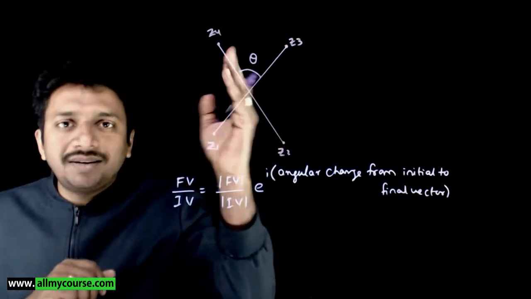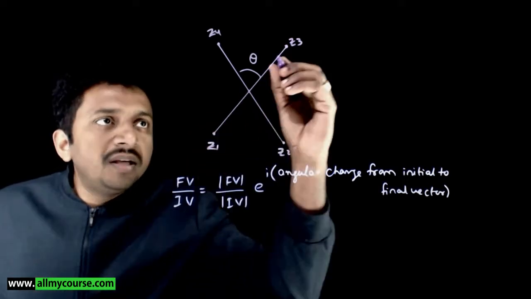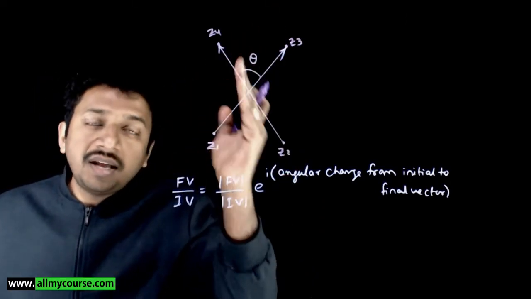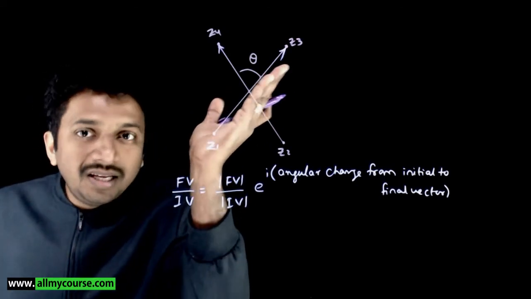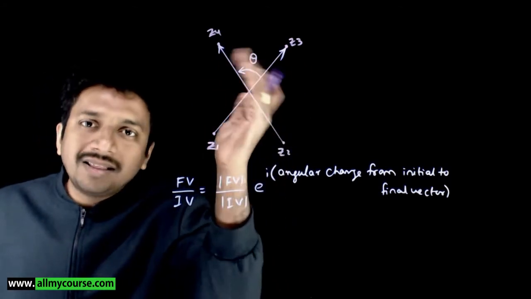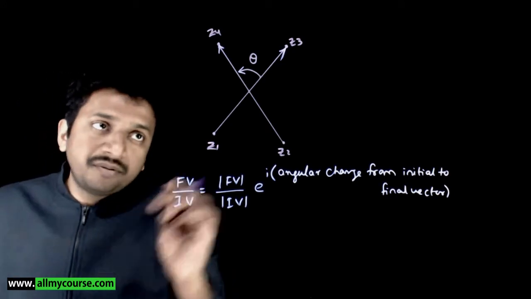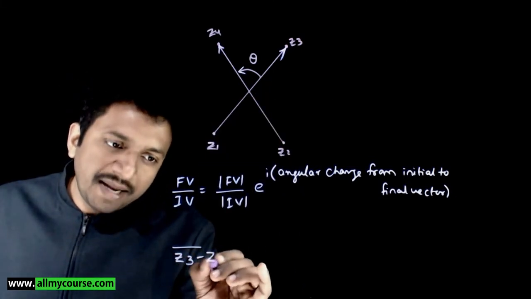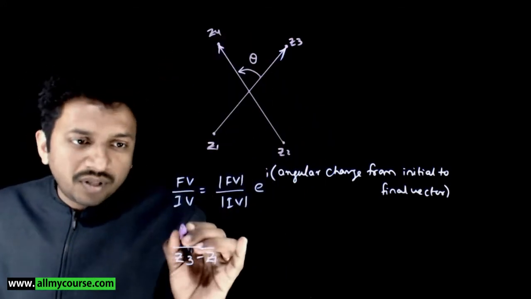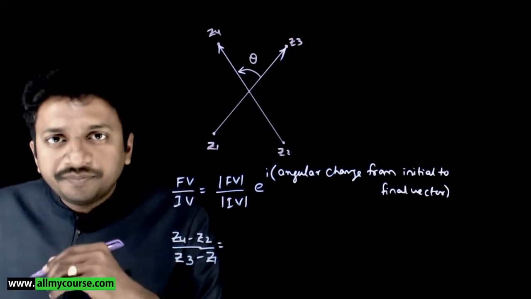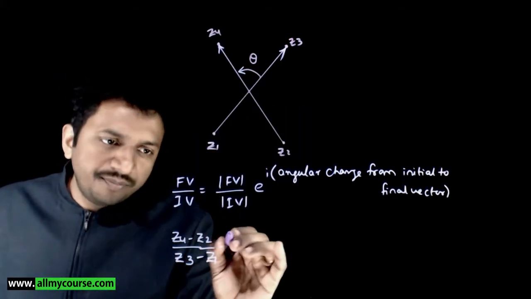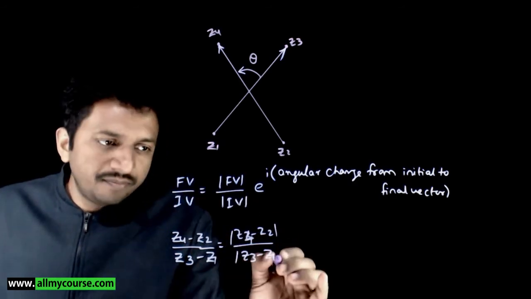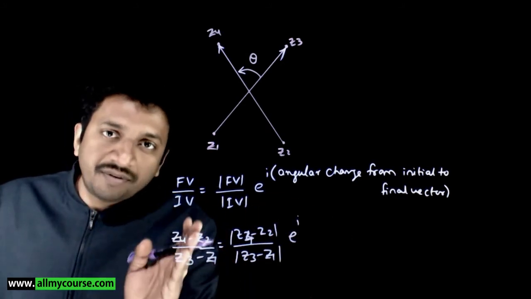Now, if you want to connect z1, z2, z3 and z4, what you do is, as you can see, you take the vector z1 z3 and the vector z3 z4. What is the angle between the initial vector and the final vector? So you're going through an angle theta in the counterclockwise direction. Now, the relation that you can write is, the initial vector is z1 z3, that is z3 minus z1, and the final vector is z2 z4, that is z4 minus z2. So (z4 minus z2) by (z3 minus z1) is equal to mod of z4 minus z2 by mod of z3 minus z1 into e power i times the angular change from initial vector to final vector.